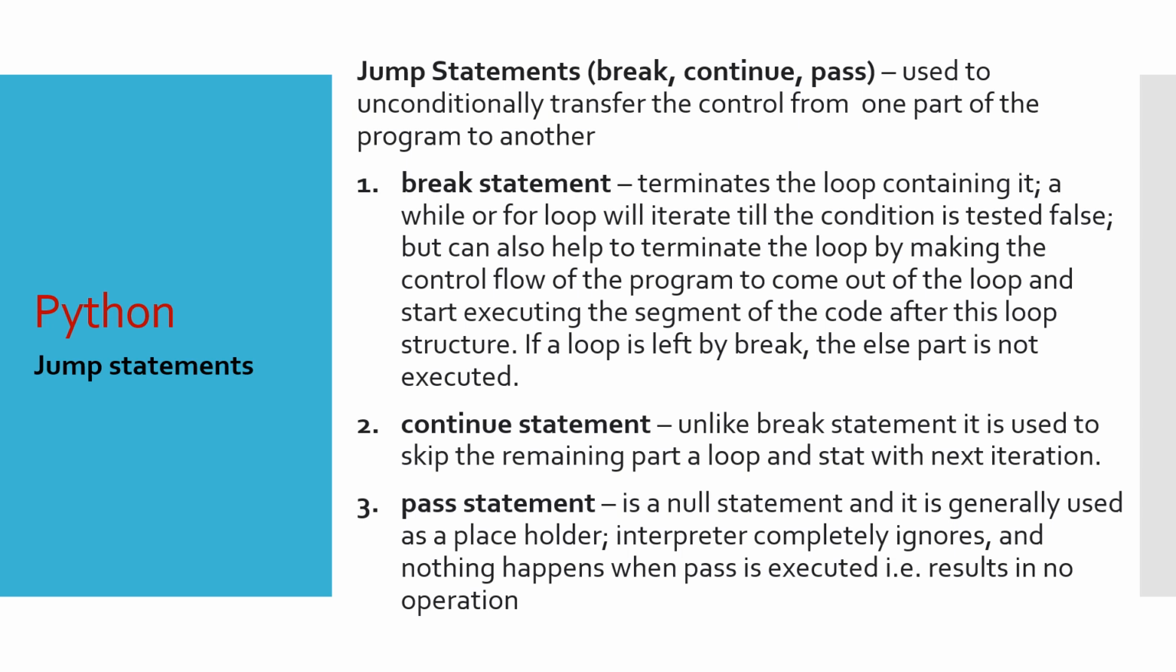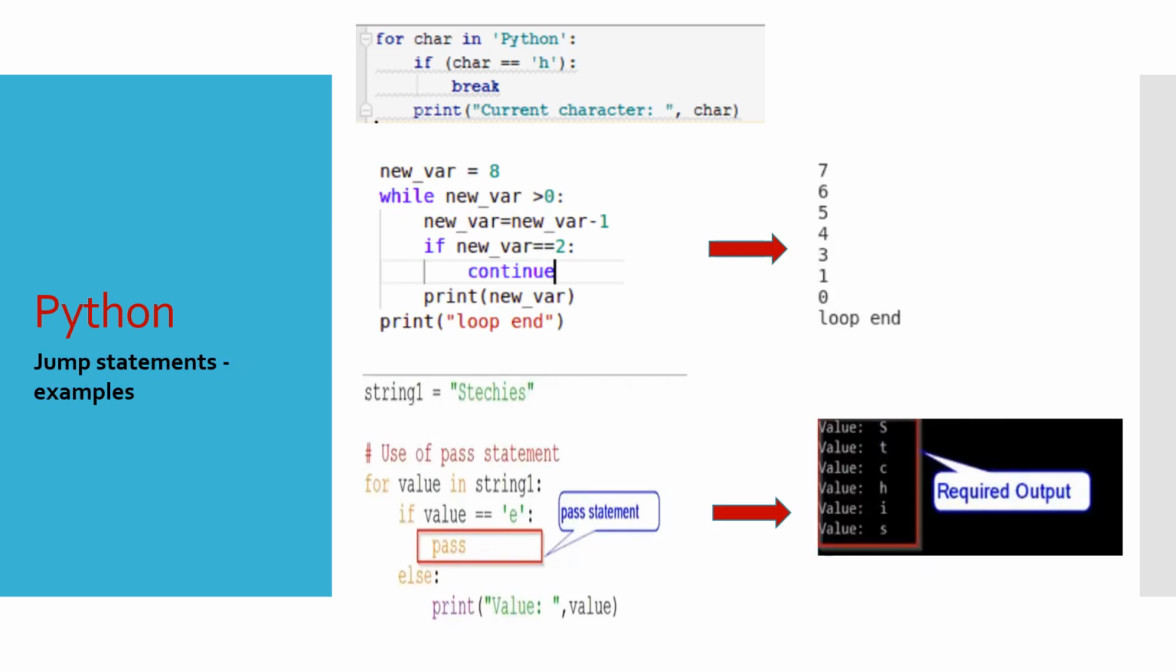Same with the continue statement. It's also used to skip the remaining part of a loop and start with the next iteration. So it's important to know that these three types of jump statements can be used when you're doing programming. Let's see some examples. I've given some good examples here.